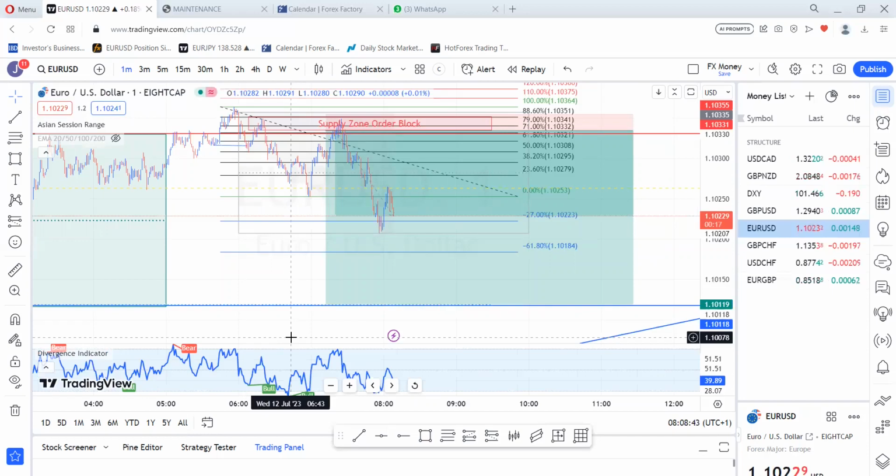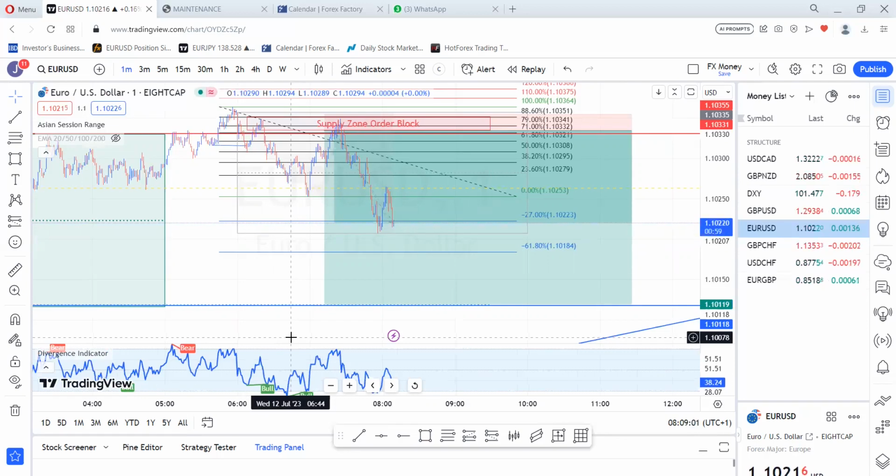Wait for the change of character. Get your supply or demand zone. Target the opposite. If it was the high that was manipulated, target the low. If it was the low that was manipulated, target the high. Try this and it will work like magic, guys. A good risk to reward ratio strategy.